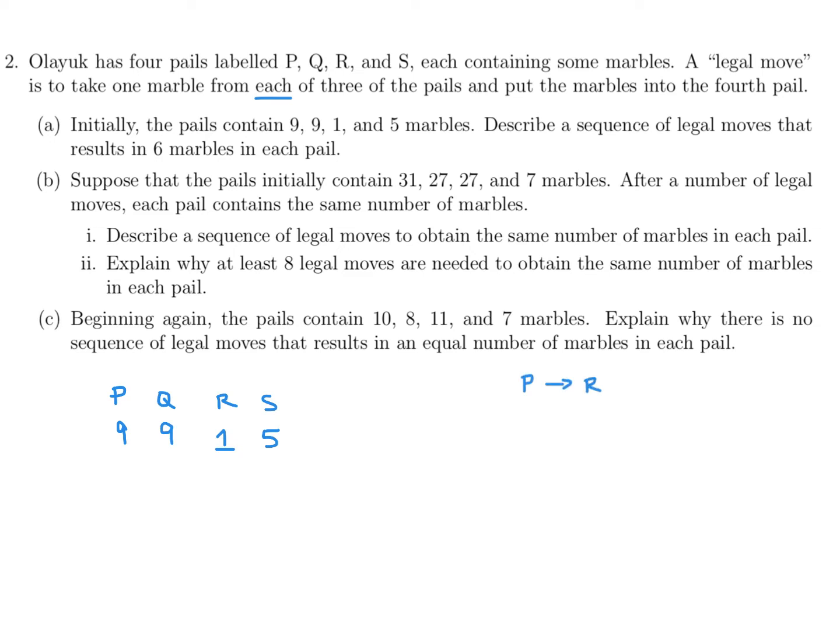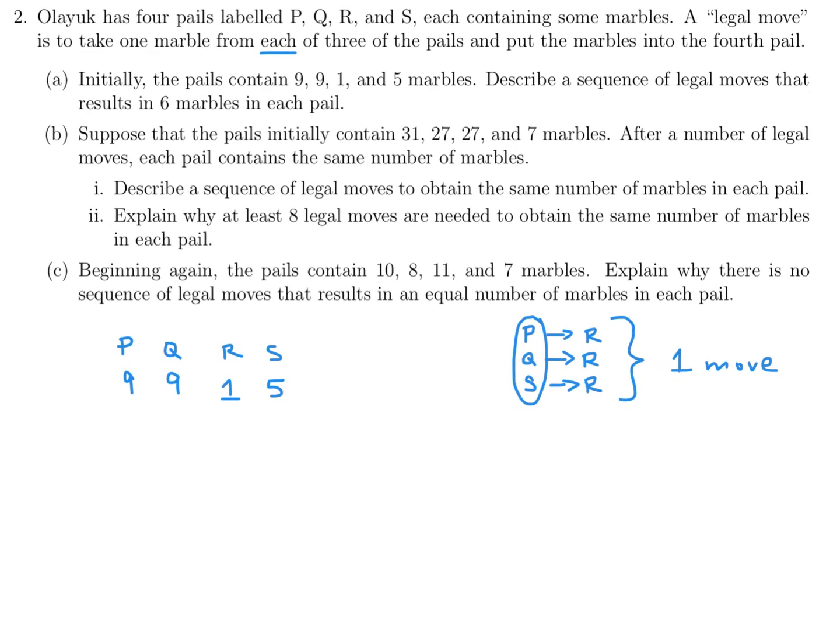You would therefore also have to take 1 marble from Q and put it in R, and 1 marble from S and put it in R. So 1 marble from each of the 3 pails. That is 1 legal move. So I just had to understand the question before proceeding. Okay, so now that we understand the question, how do we do it? Let's see if I can bring this to 6 marbles in each. So my ultimate goal is 6, 6, 6, 6, like that.